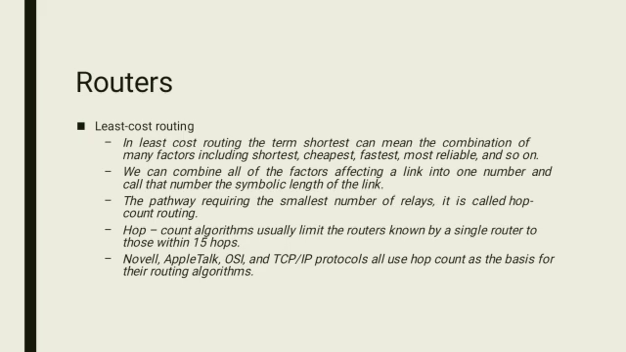In the least cost routing technique, the term shortest can mean a combination of many factors, including shortest or cheapest or fastest and most reliable and so on. We can combine all the factors affecting a link into one number and call it the symbolic length of the link. The pathway requiring the smallest number of relays is called hop count routing.